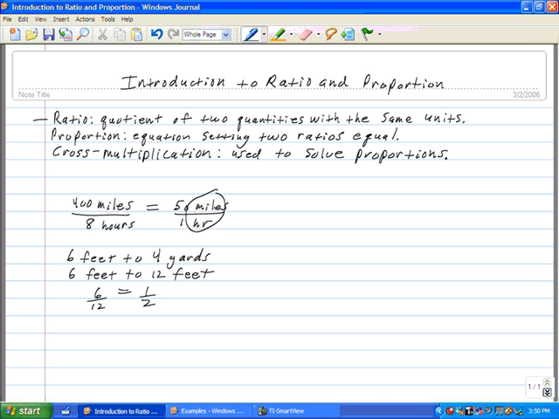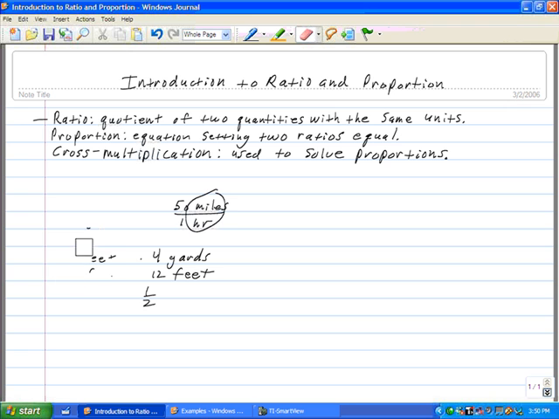So always remember those units have to be converted if they are not the same in a ratio until they are the same. In a rate, they don't have to be the same. Now the next thing we look at is a proportion.